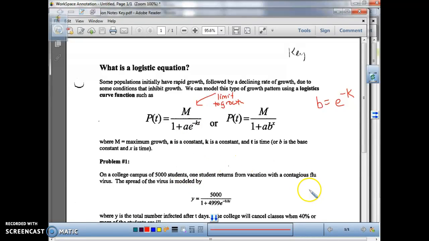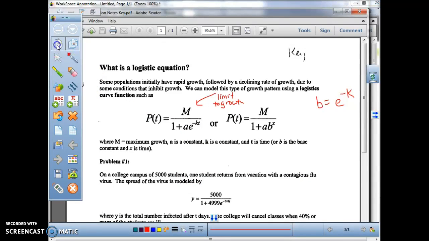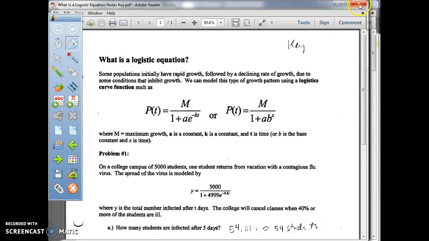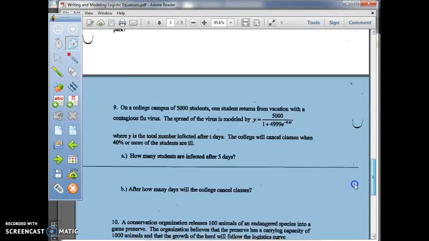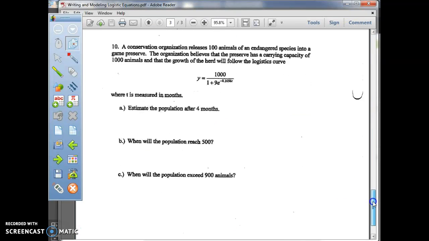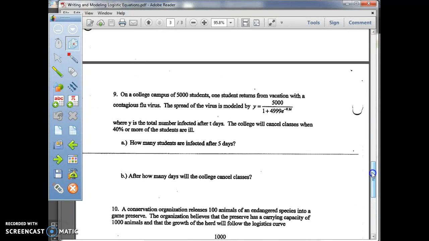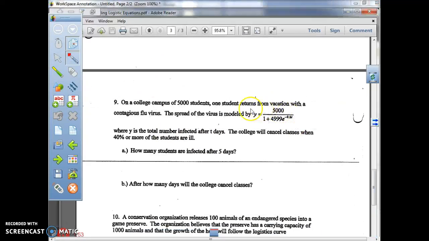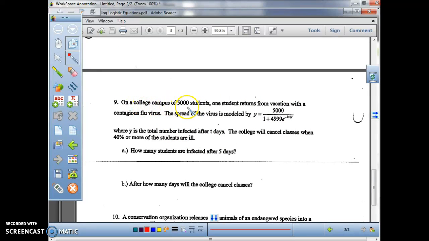Okay, so I want to explain that to you. Number 1, let's do one of these together. Okay, it matches my number 9 here. So on a college campus of 5,000 students, 1 student returns from vacation with a contagious flu. And this is on your page 1, but it's on my back page. You can do it either place.